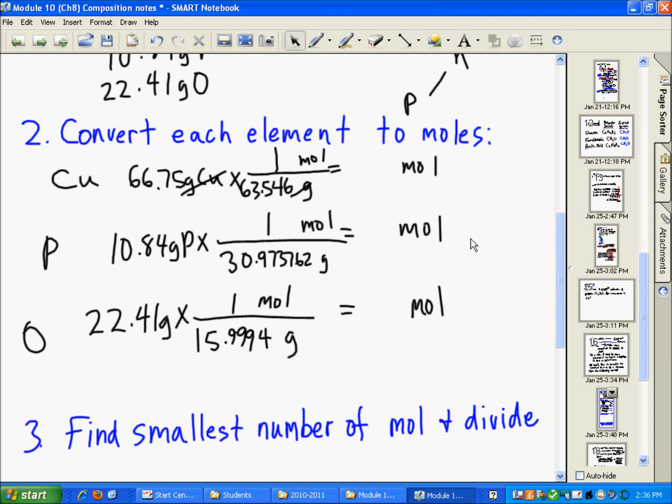So it's just a division. Just a division, 66.75 divided by 63.546 equals 1.05042. We just need 1.050 because it's 4 sig figs. Then 10.84 divided by 30.973762.